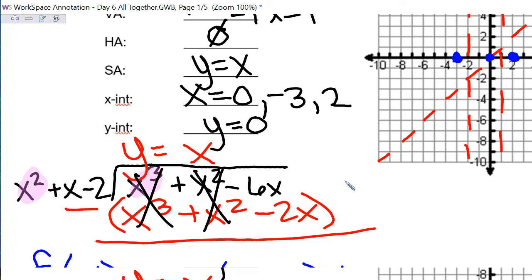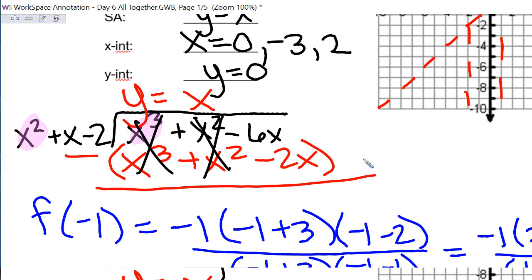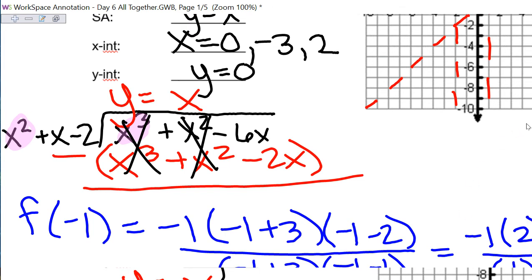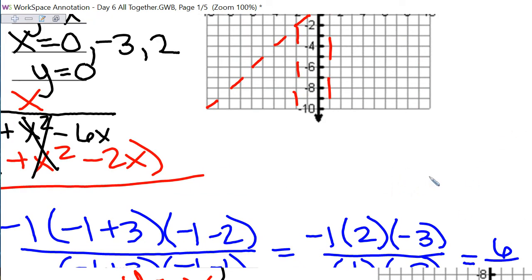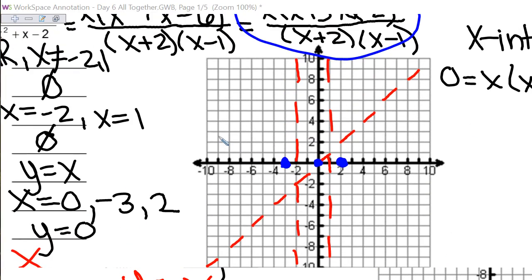So we have the -1. What's -1 plus 3? 2. What's -1 minus 2? -3. -1 plus 2? 1. And -1 minus 1? -2. So when we multiply those, -1 times 2 times -3 gives 6 over -2. So what would that ordered pair be? -1, -3. Let's go ahead and plot that point. So -1, -3, down here in quadrant 3.